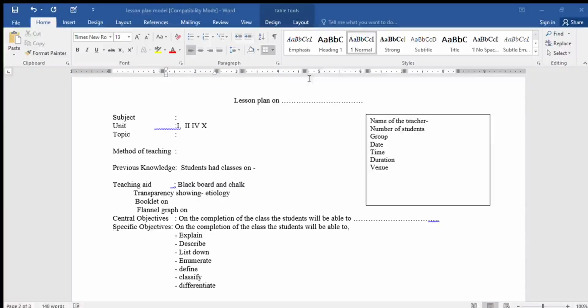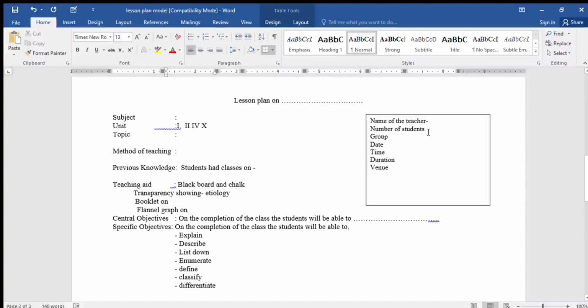Then lesson plan on curriculum development. Subject is nursing education. Unit 2. Topic is curriculum development. One more thing, sorry, I forgot. Here you have to write the name of the teacher. Name of the teacher is your name, the person who is going to take the class, not my name or the evaluator's name.